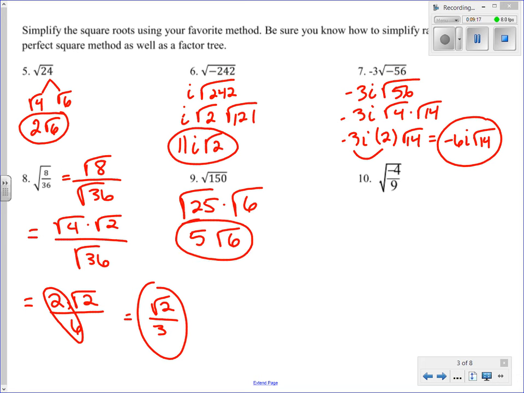Number 10, same thing, okay, as number 8, except we have a negative. So we're going to go ahead and bring out the i, okay, and break up the top and the bottom. The top, our square root of 4 is 2, so we'll leave that as 2i, and on the bottom, radical 9 is 3. So our final answer is 2i over 3 for number 10.